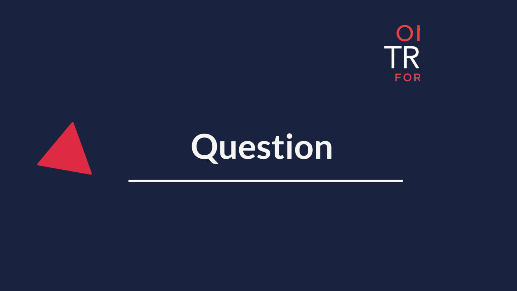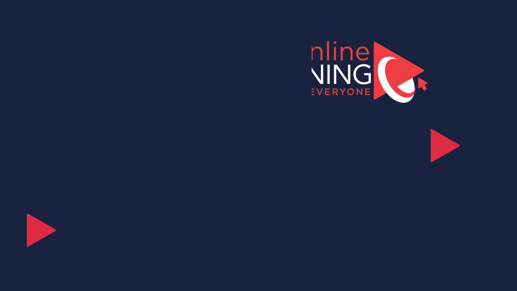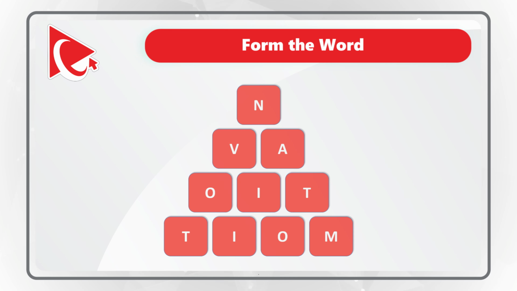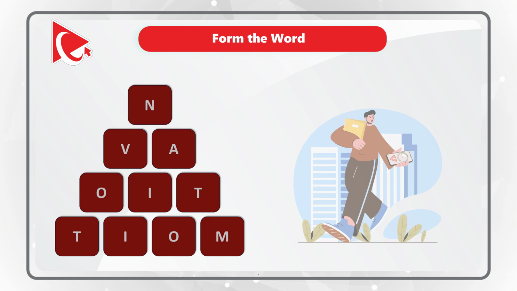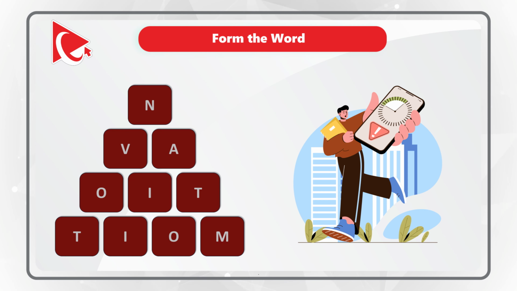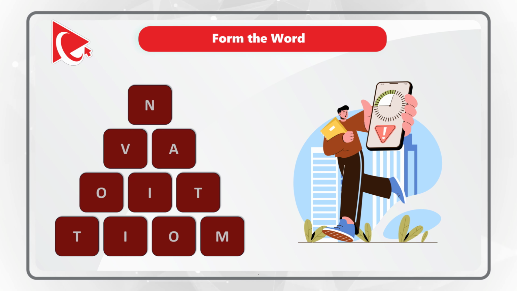One of the very hard challenges is forming the words using certain number of letters of the English alphabet. In this question, you're presented with 10 letters, and you need to form the word using all the letters only once. The letters are N, V, A, O, I, T, T, I, O, M. Do you see the word here? Give yourself a little bit of time, maybe 20 to 30 seconds. Hopefully you solved it, because I am moving forward and revealing the solution.